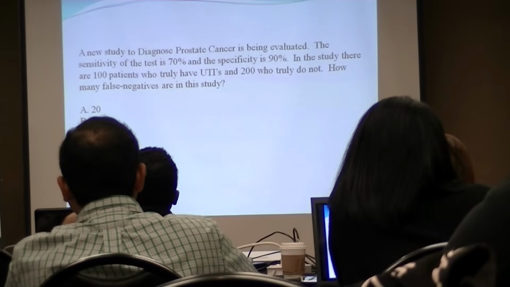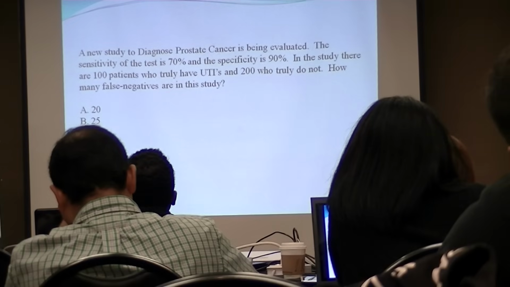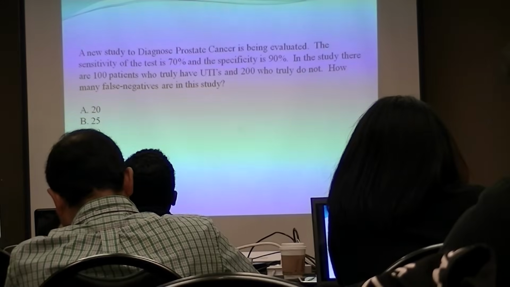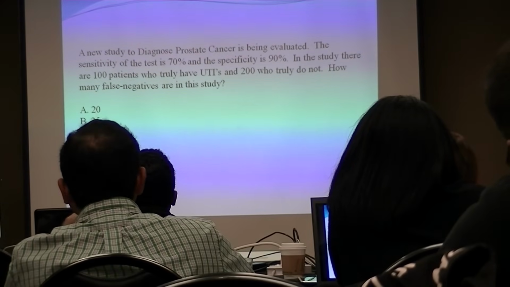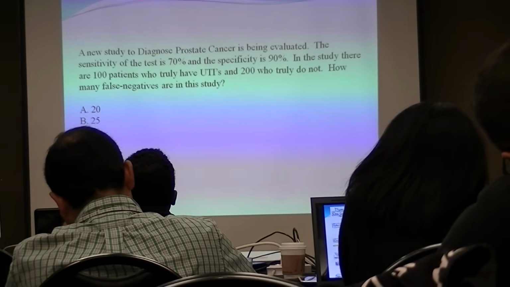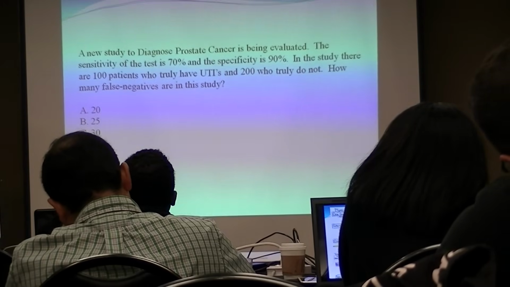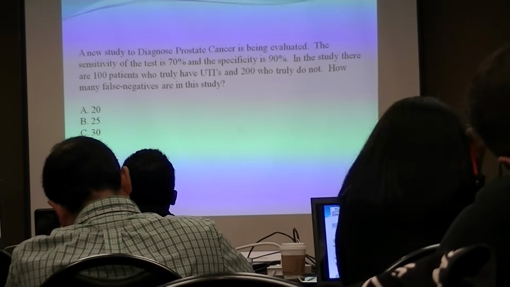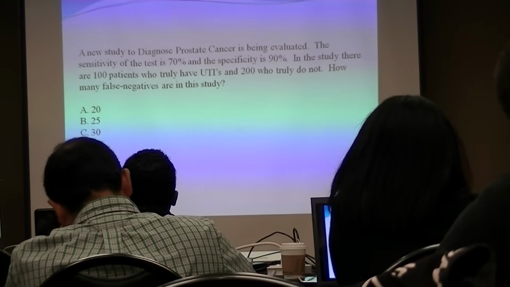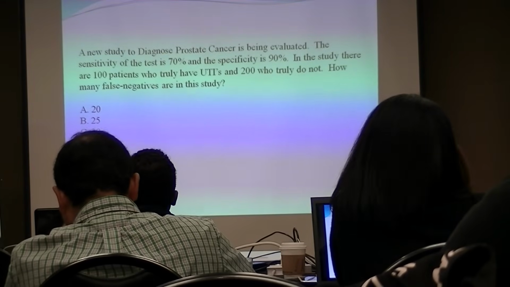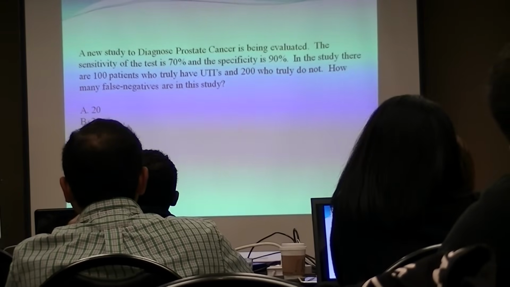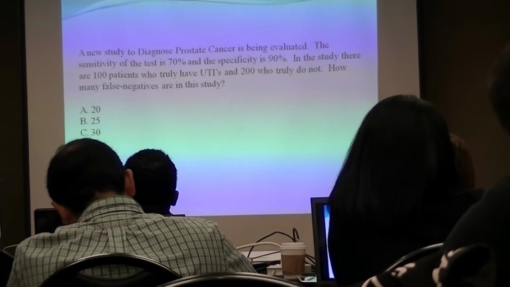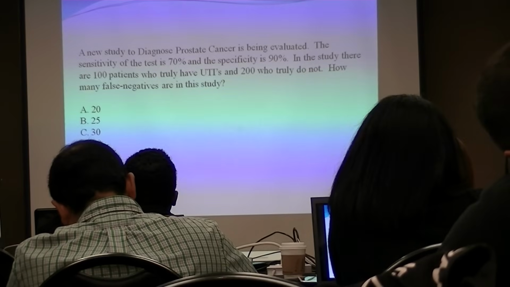All right, here we go. A new study to diagnose prostate cancer is being evaluated. The sensitivity of the test is 70%, and the specificity is 90. In the study, there are 100 patients who truly have UTIs and 200 who do not. How many false negatives are in this study? Now on the surface, you think, oh my God, are you kidding me? We just learned this 5 minutes ago. I didn't give you a chart, did I? No. The reason I didn't is just based on time. Otherwise, I would have put all those other 2x2 tables, and we would have worked those till we got sick of them. All right, and we will.